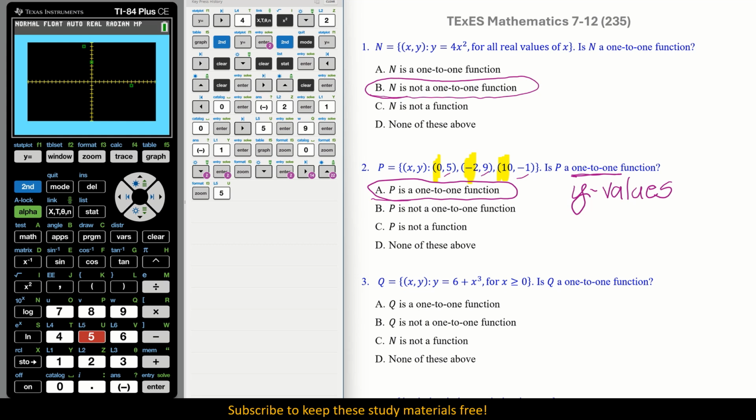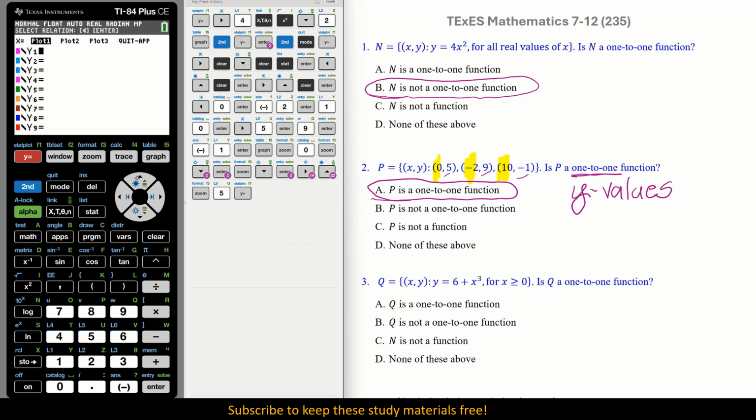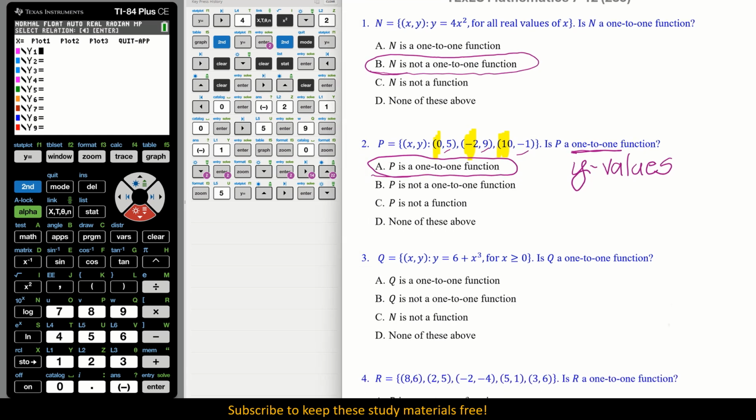Okay, so let's go back and see where I'm at y equals. Go up and arrow over, highlight. Remember, that's plot 1 is the one we had on. Just push enter and it'll turn it off. So let's go to number 3. I didn't want that on when we're trying to graph number 3.